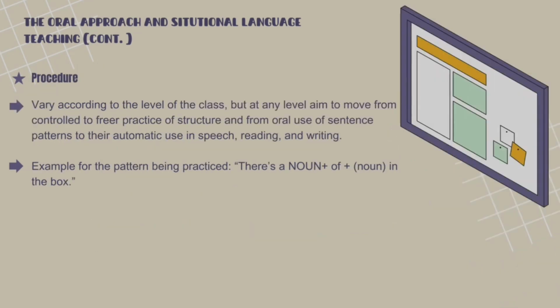Practice varies according to the level of the class, but at any level aim to move from controlled to freer practice of structure and from oral use of sentence patterns to their automatic use in speech, reading, and writing. Example, for the pattern being practiced: there's a noun plus noun in the box.